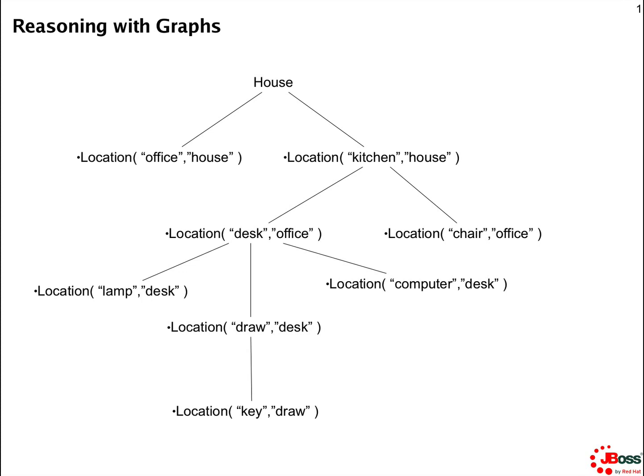So we have a house. The house has an office and a kitchen. The kitchen has a knife and some cheese in it, and the office has a desk and a chair. So it's very, very simple. I've not made the graph too big. And what we're going to do is write some rules to start doing some reasoning about this.